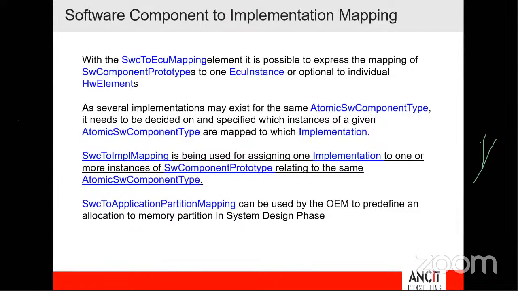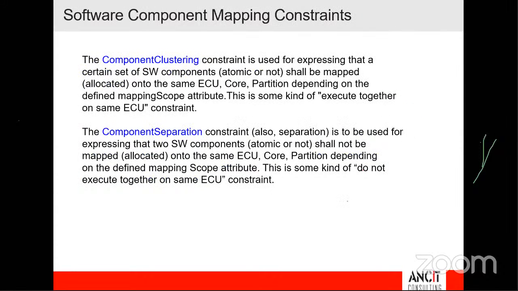Just like an application software component, when you develop an ASWC, you will have to worry about an implementation. Here again, you will have to do an implementation mapping. So several implementations can occur for the same atomic software component, and it needs to be decided and specified which instance of the atomic software component has to be attached to which implementation. All those things have to be taken care of. But primarily, once you do the software component mapping, the second step is to do the implementation mapping, right?